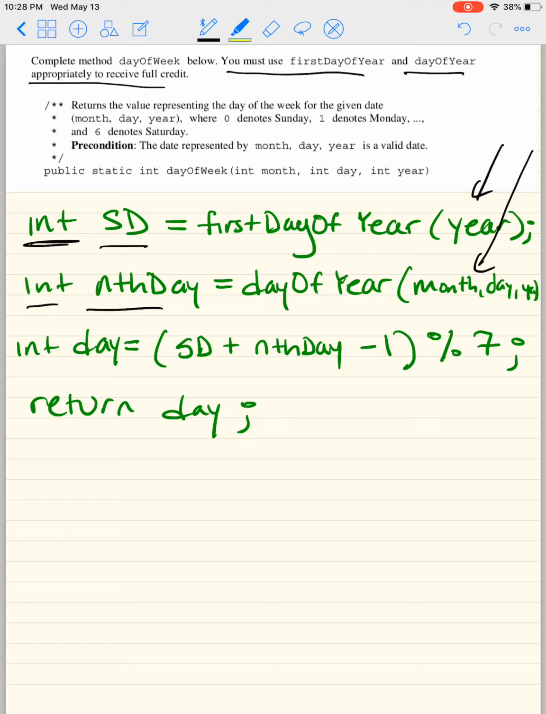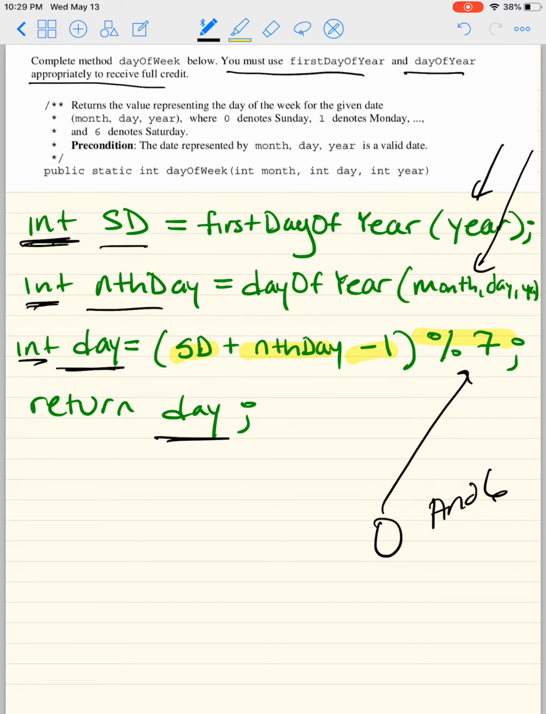You take the start day. Remember, that's only going to be 0 through 6. You're going to add the number of days, you're going to minus 1, and then you're going to mod 7. Anytime you mod 7, it's going to give you a number between 0 and 6. And then you're going to return day. Once again, these are all ints. The minus 1 is because you're starting from 0 to 6, but you have to take 1 back from it.